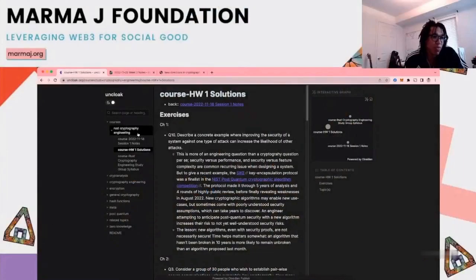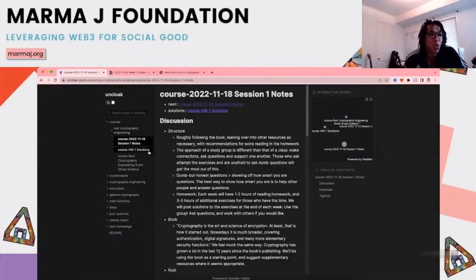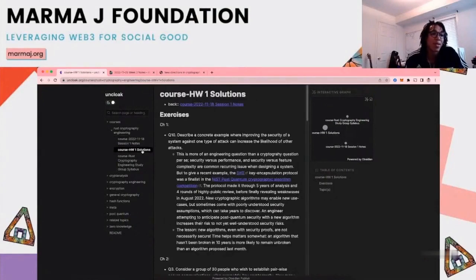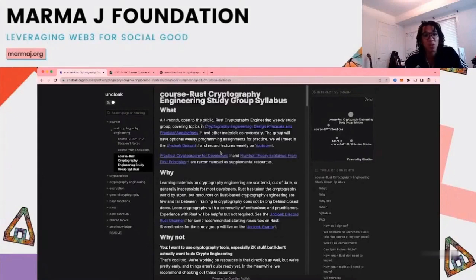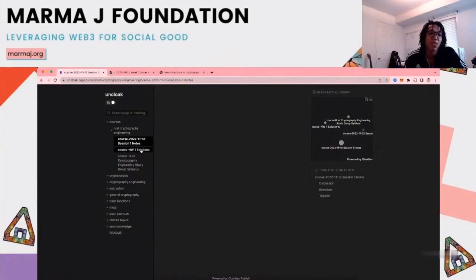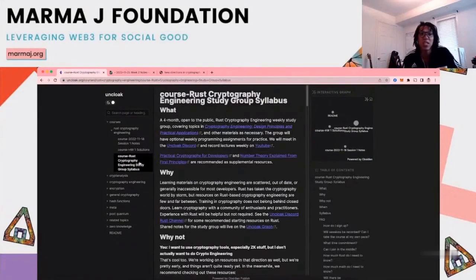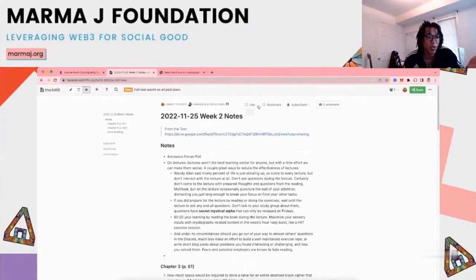In that Rust cryptography engineering section, we have the course session notes, the course homework solutions for week 1, and the general syllabus. I'll start with the general syllabus, and then go into the session notes and the solutions, which we did go through, at least the solutions from chapter 1 and the notes from week 2. These are the week 2 notes, which are going to be uploaded soon.